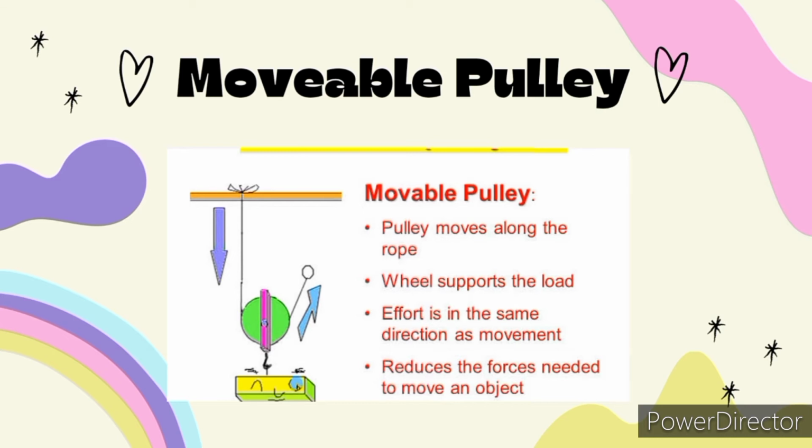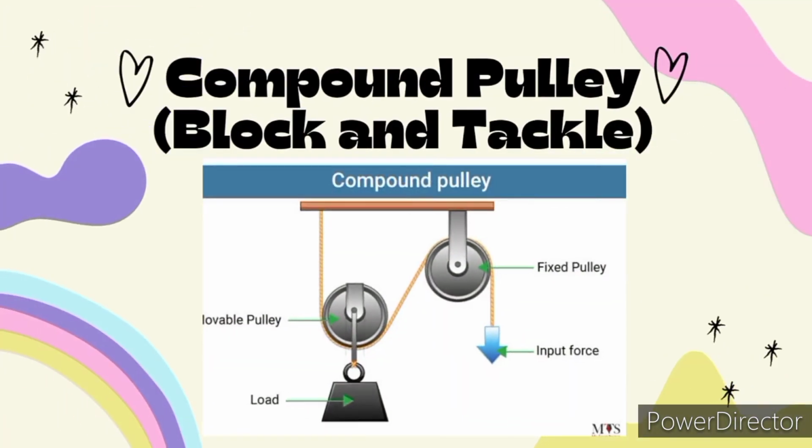So far we've talked about fixed pulley. Then now we are looking at movable pulley. Remember, in movable pulley, the pulley moves along the rope just to make the load lighter and easier to move and easier to lift. So next we are going to be looking at compound pulley.